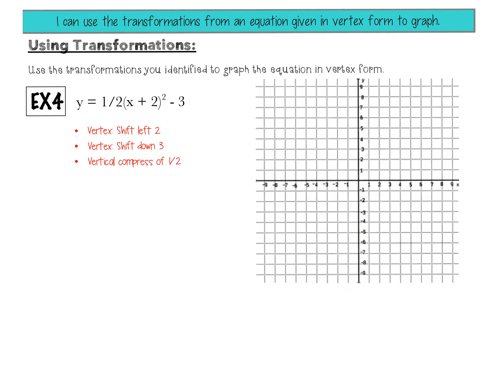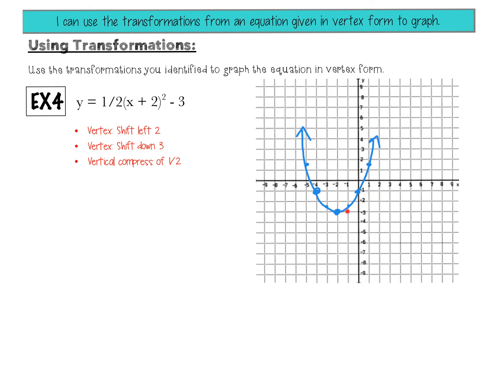And example 4, our final example of graphing from vertex form. I'd like you to try this one on your own. Alright, so on this one, hopefully you were able to put the vertex at negative 2, negative 3 because it shifts left 2 and down 3. And then it has that vertical compress of 1/2.